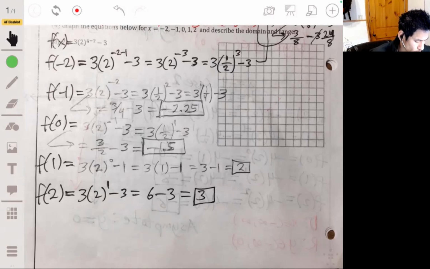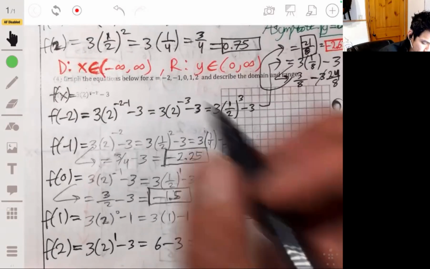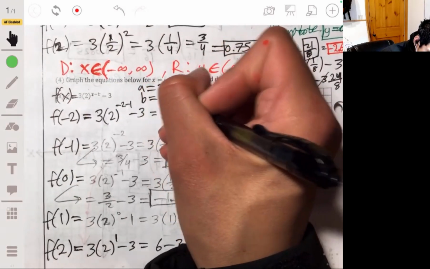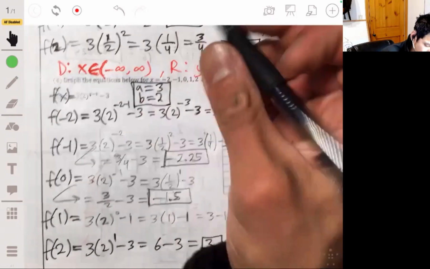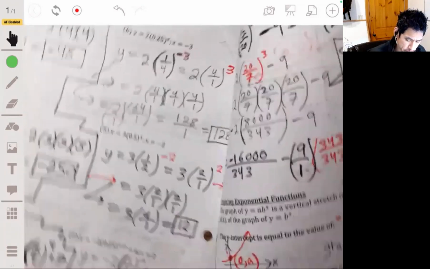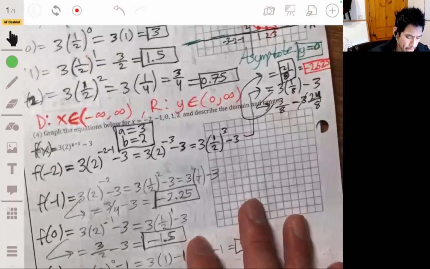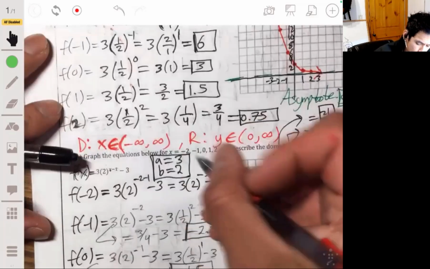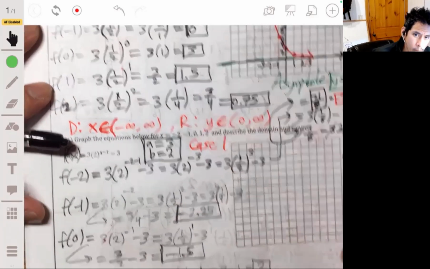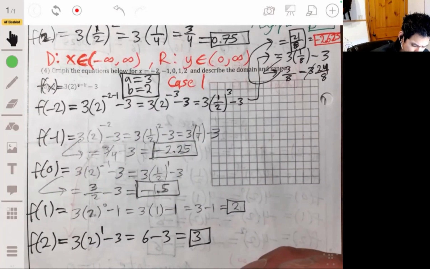So let's go from here. Let's recognize that we have the A value is 3, the B value is 2. And so what case do we have? I can see we have case 1. They're both positive. Case 1. So let's graph this, yeah?